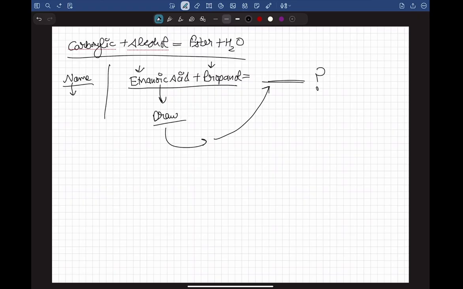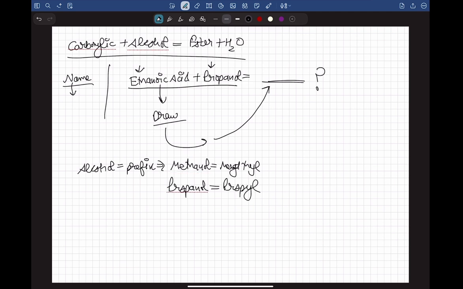So there is an alternate way. The alcohol that is given to you will act as a prefix. For example, if methanol is given, you will call it methyl, or if propanol is given, you will call it propyl. And in the suffix, the acid will act. For example, if methanoic acid is given to you, in the ester it will be called methanoate. If pentanoic acid is given to you, an acid with 5 carbons, you will call it pentanoate.